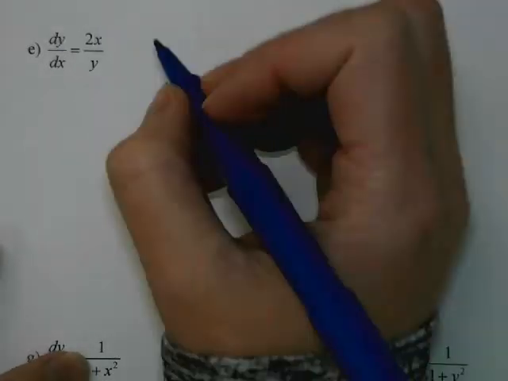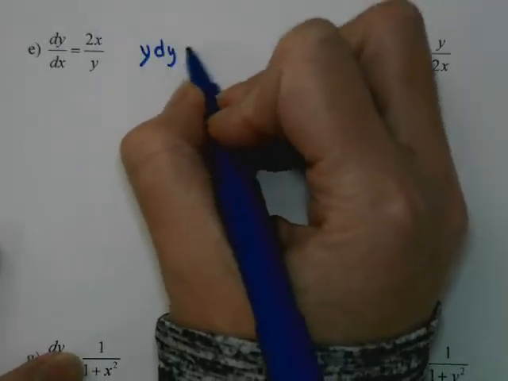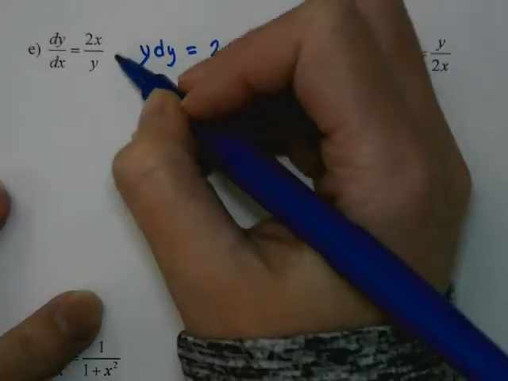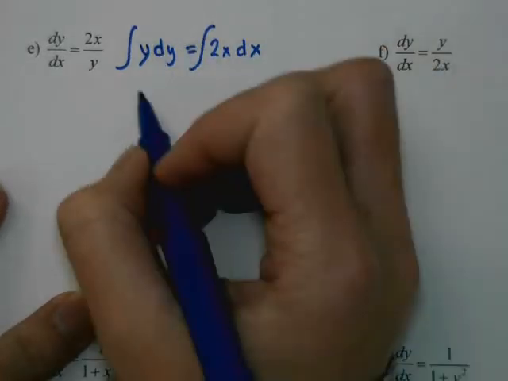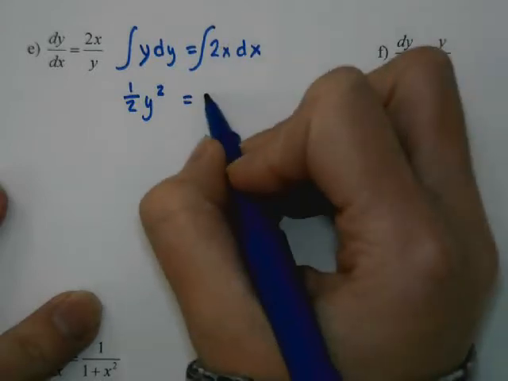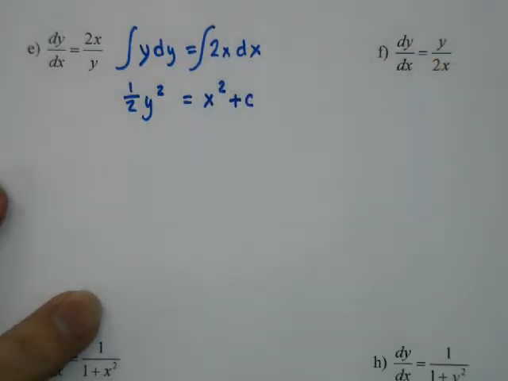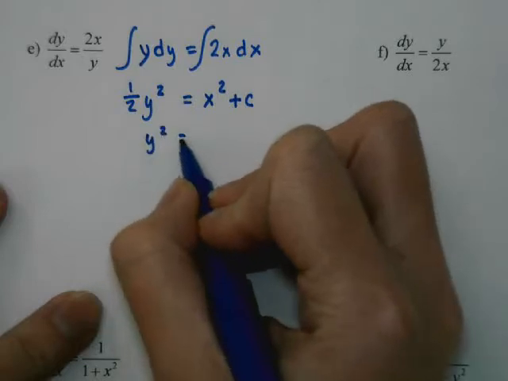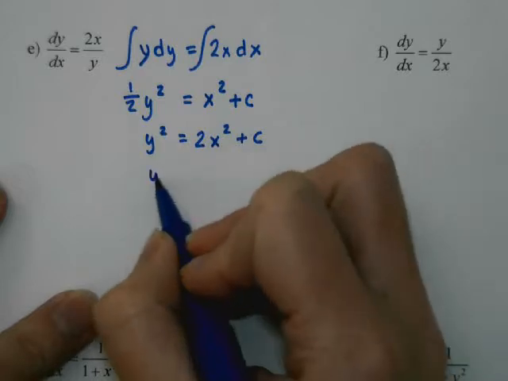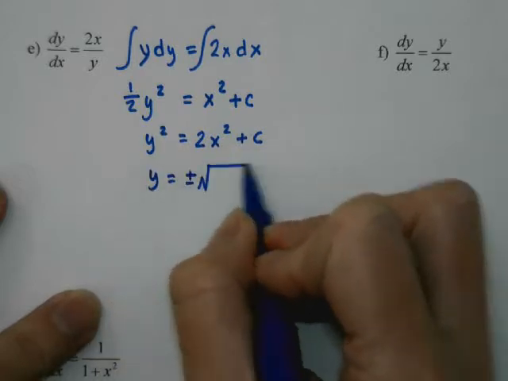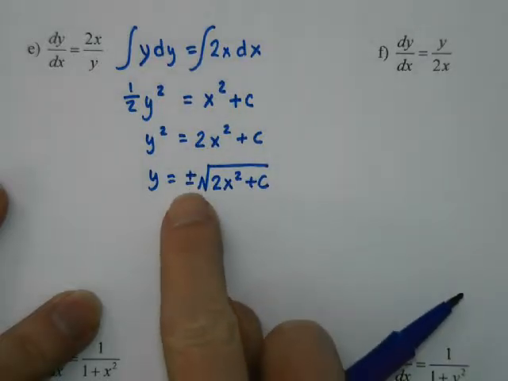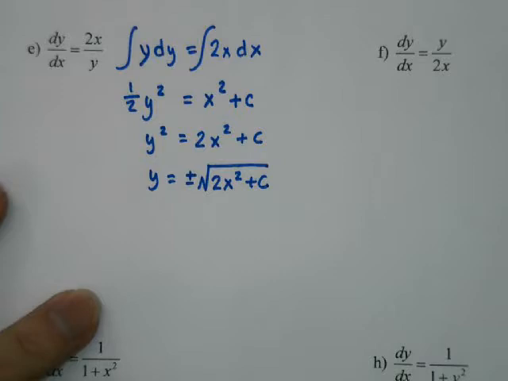For e, we can cross multiply. So this is going to be y dy equals 2x dx. Then we'll integrate. So the integral of y is going to be 1/2 y squared. Integral of 2x is x squared plus c. So y squared is going to equal 2x squared plus c. So y is going to be plus or minus the square root of 2x squared plus c. And later on we're going to see the plus and minus can be determined if you have an initial condition.